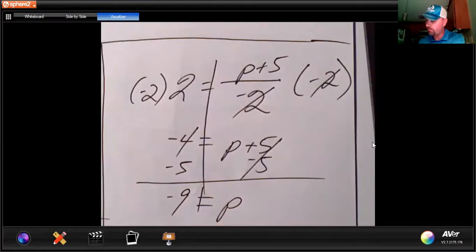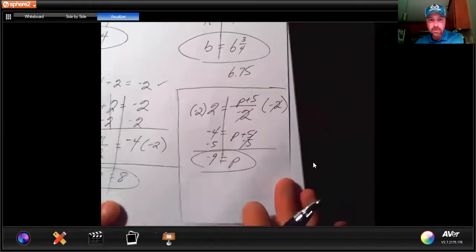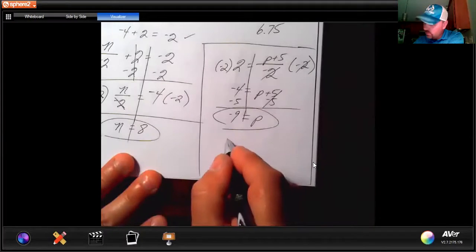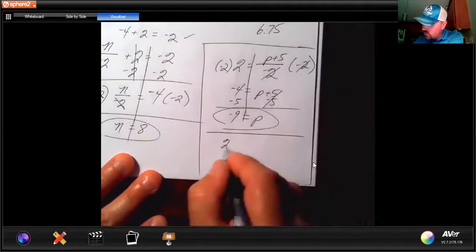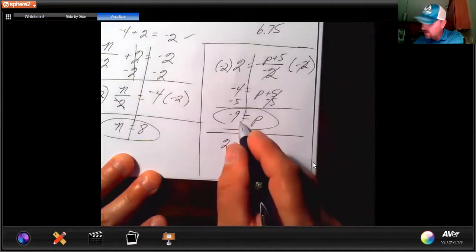And now your p's alone. So p is equal to -9. Let's see how that works when we check it. I'm going to make it smaller because I'm actually going to write this out. Okay, so the original equation was 2 is equal to (p plus 5) over -2, but I'm saying p is -9.